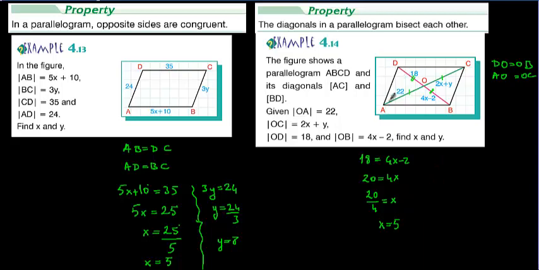And the second one, AO is equal to OC, which means 22 is equal to 2x plus y. I found x is equal to 5, so 2x is equal to 10. 22 is equal to 2 times 5 plus y. 22 is equal to 10 plus y. Then 12 is equal to y.